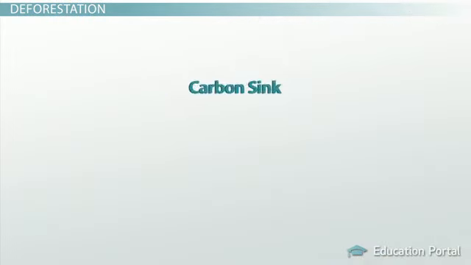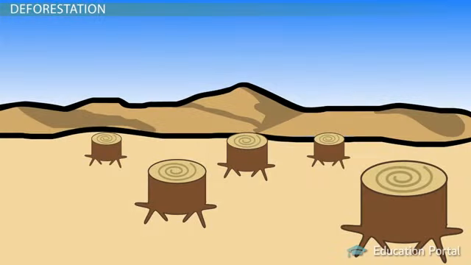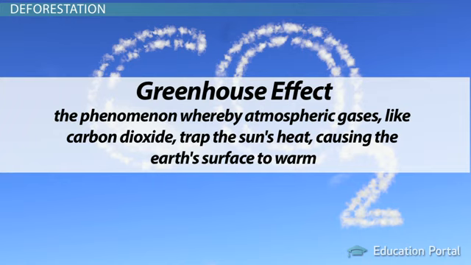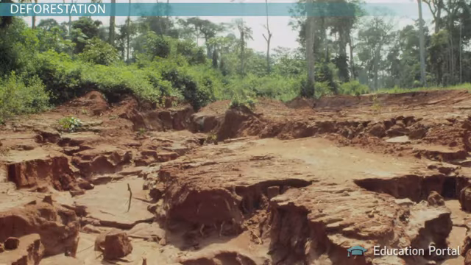A forest acts as a carbon sink because it absorbs carbon dioxide from the atmosphere during the process of photosynthesis. When trees are destroyed, they release their stored carbon dioxide back into the atmosphere, which contributes to the greenhouse effect. The greenhouse effect is a phenomenon whereby atmospheric gases, like carbon dioxide, trap the sun's heat, causing the Earth's surface to warm. The harmful effects of deforestation can also be seen on land.